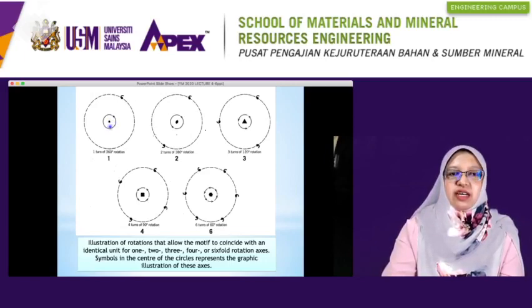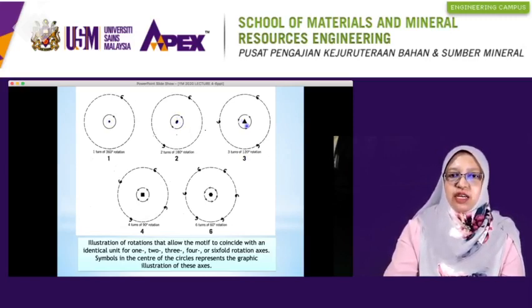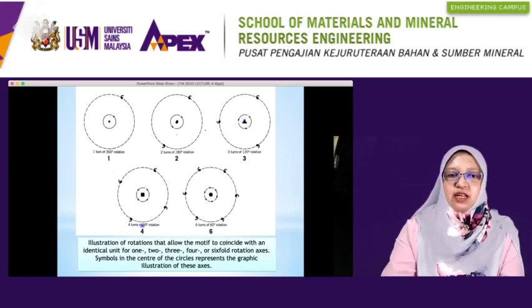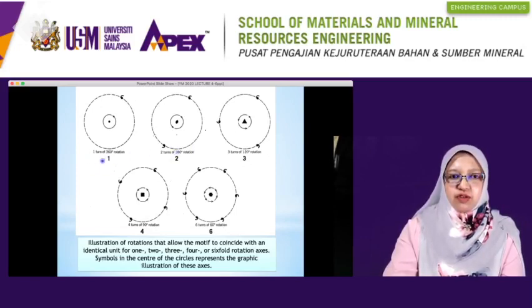So for n equals 1, we use a dot. N equals 2, we use an ellipse. Then n equals 3, we have a triangle. Then we have a square here for n equals 4. And finally, we have a hexagon here when n equals 6. Please draw the correct symbol to represent the number of folds given.